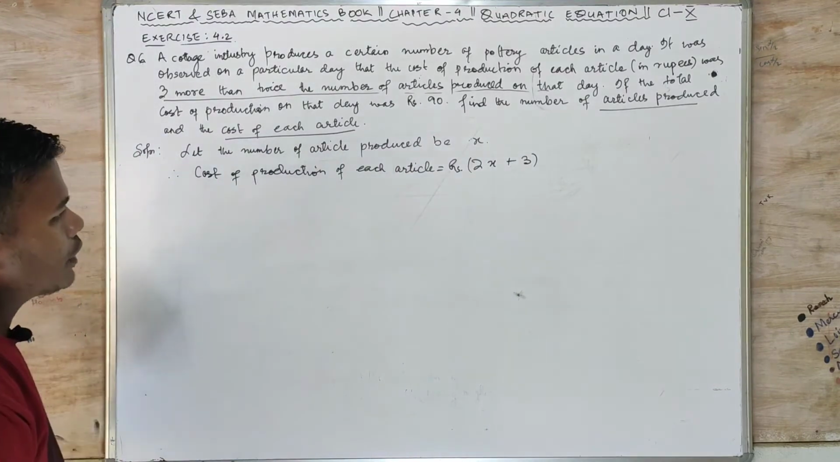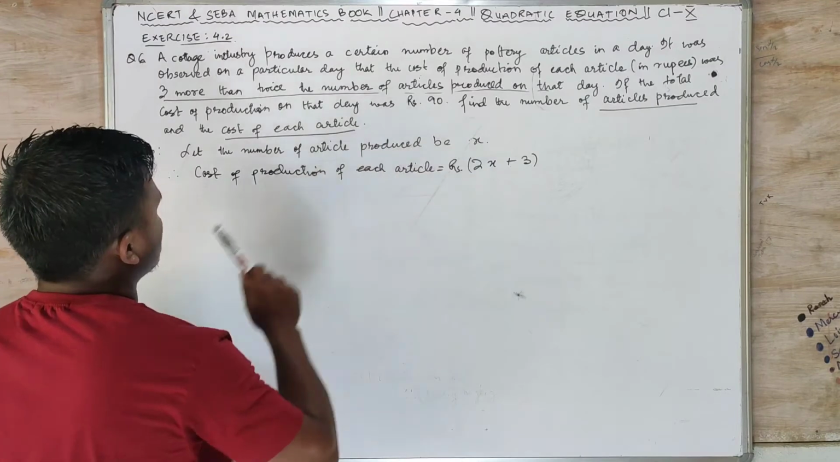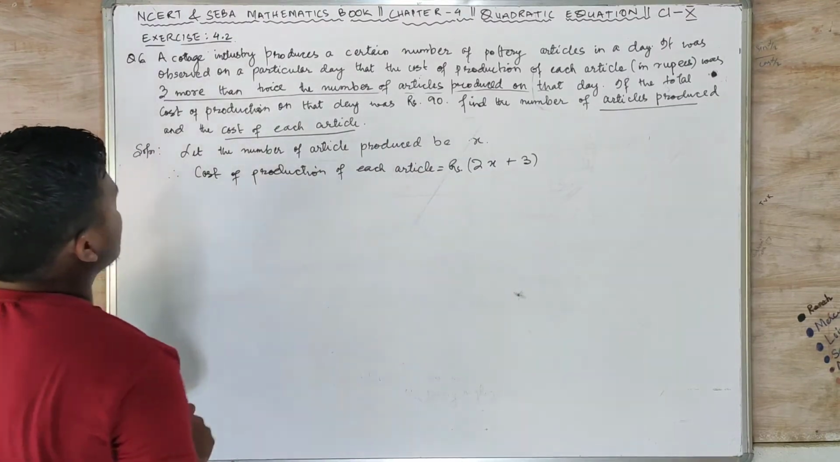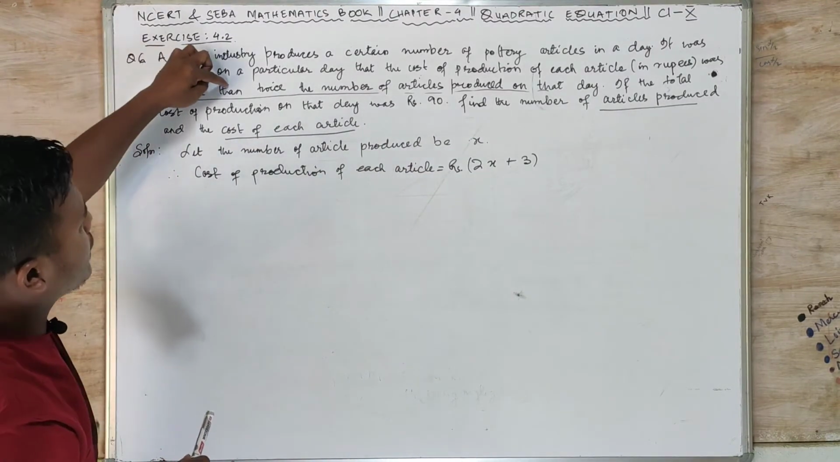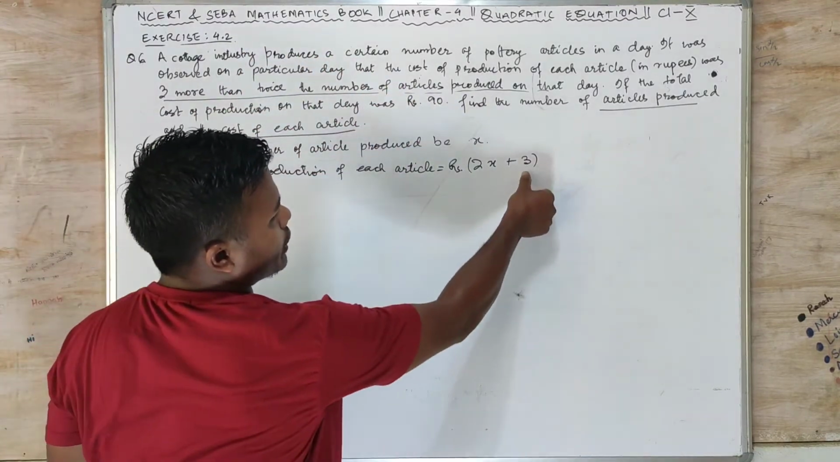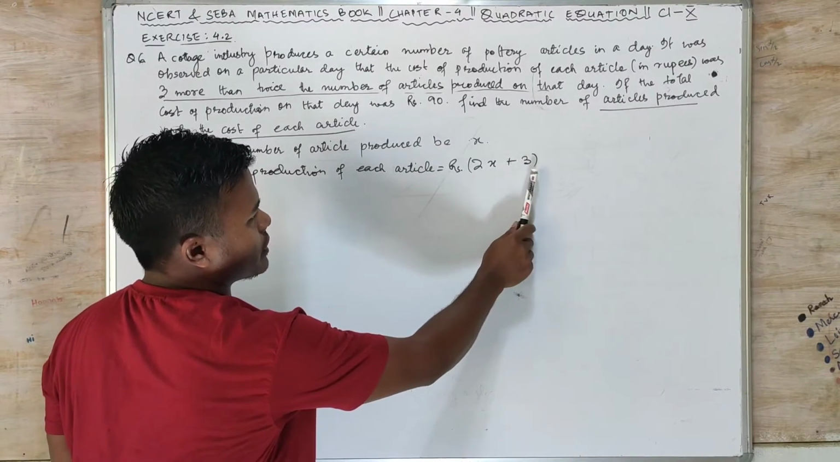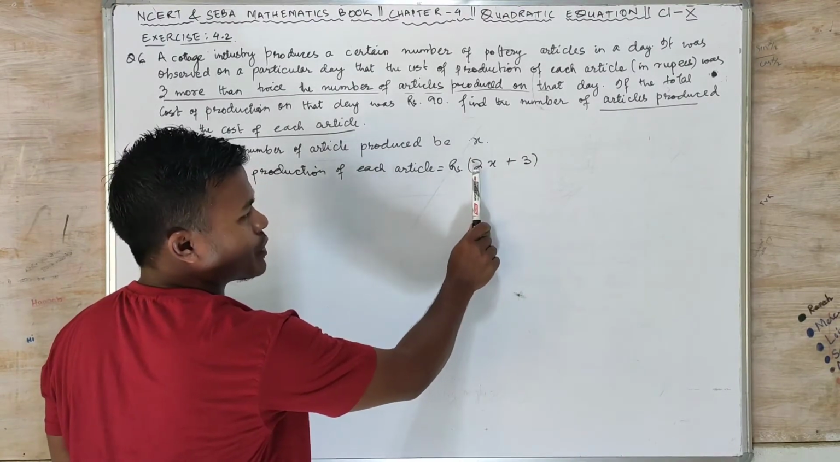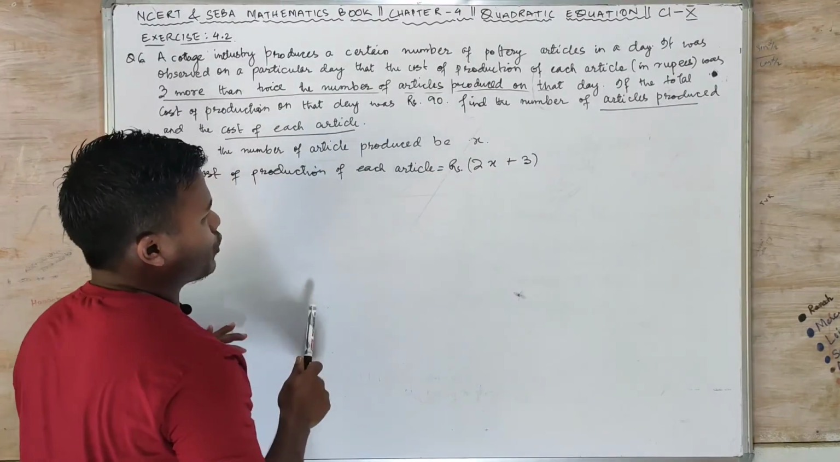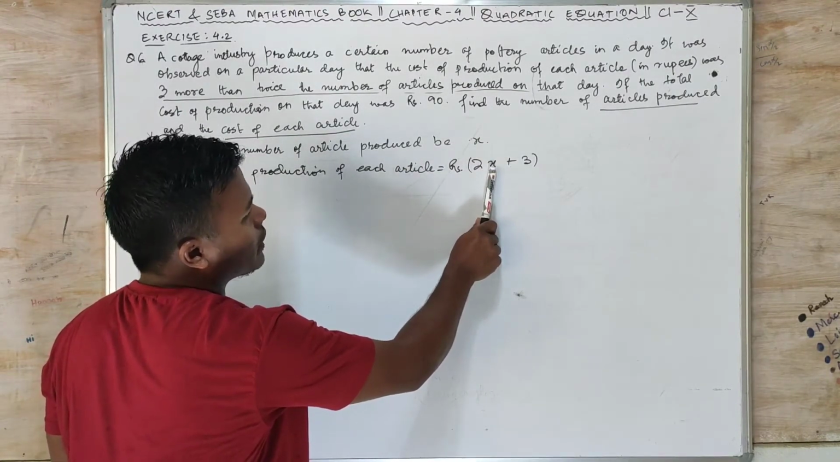You see here, if the number of articles produced be x, then the cost of production of each article will be 3 more than twice the number of articles produced on that day. 3 more is positive. If it is less, then you will give minus. 3 more than twice means 2 times the articles produced. What was the article produced here? X. So I can give it here x.